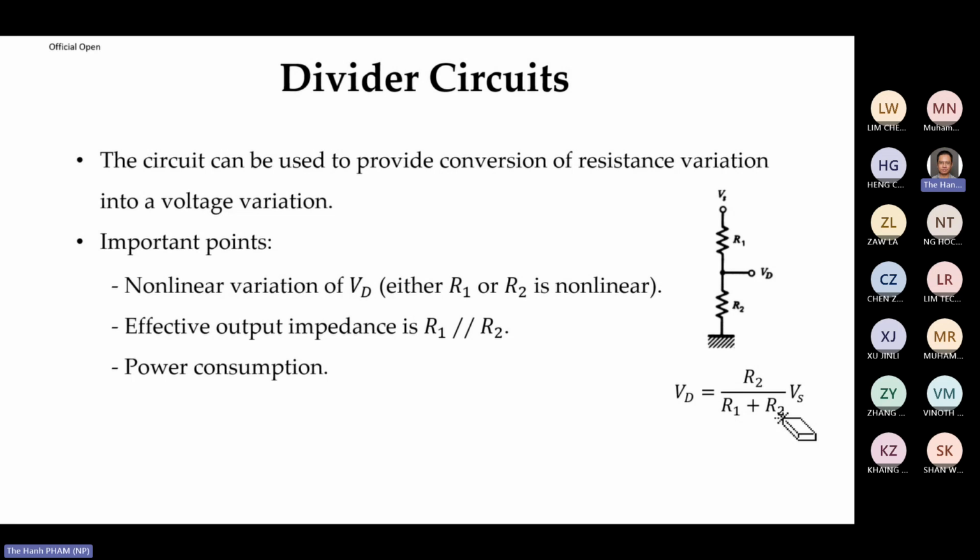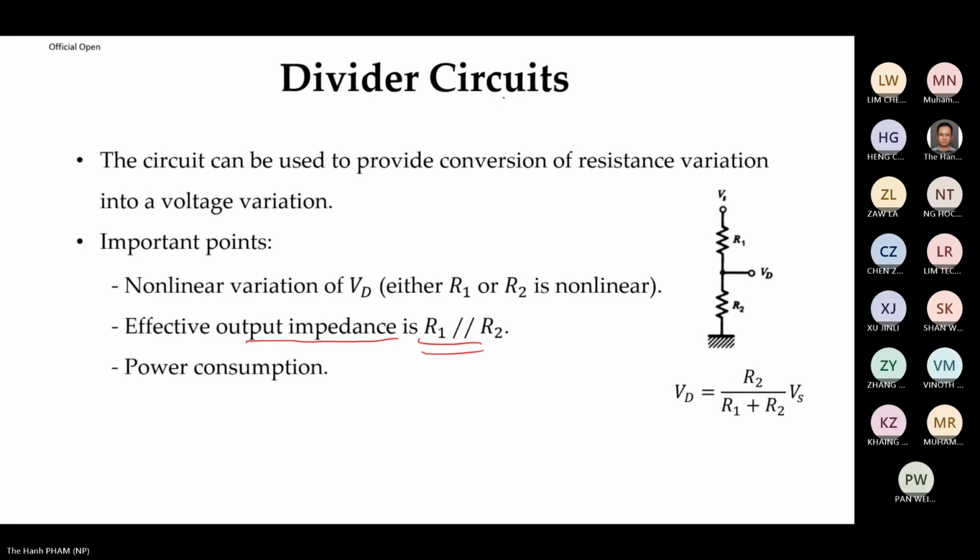So the formula is R2 over R1 plus R2 times VS. Correct? Then there's some problem with this circuit. Number one is output impedance is R1 parallel with R2. So I think this one you have seen in your DC modules, right? When we talk about Thevenin equivalent, it becomes here VD, and this one is R1 parallel with R2, something like this.